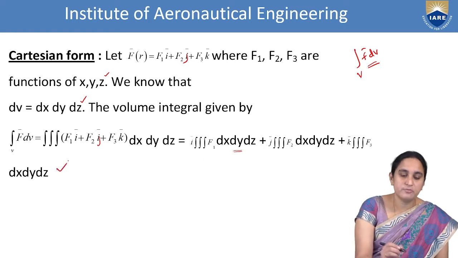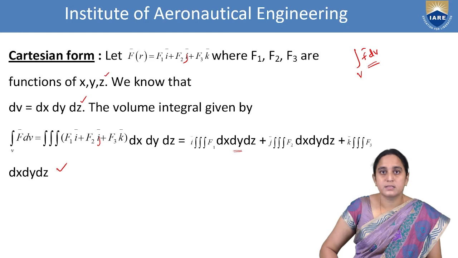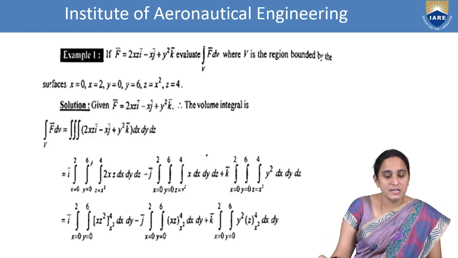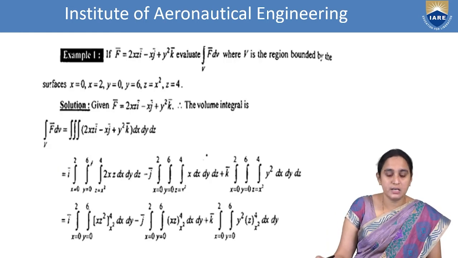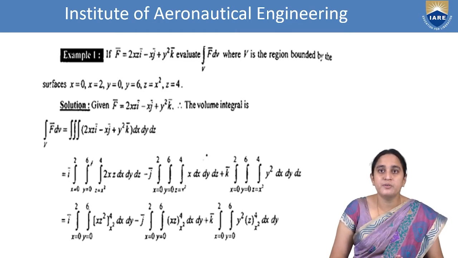This is the Cartesian form for the volume integral. Okay, next. Now, I'll start with the first question here. What is the first question on the volume integral? If f bar is equal to, okay, what is the function form? F bar means always one vector point function.